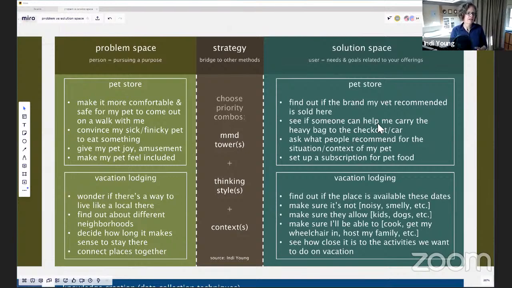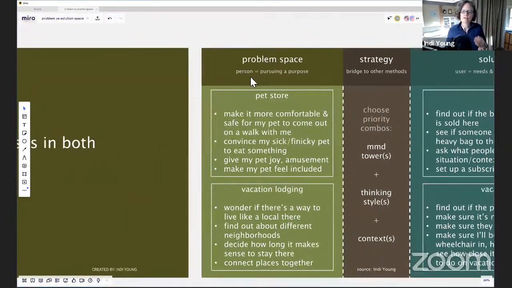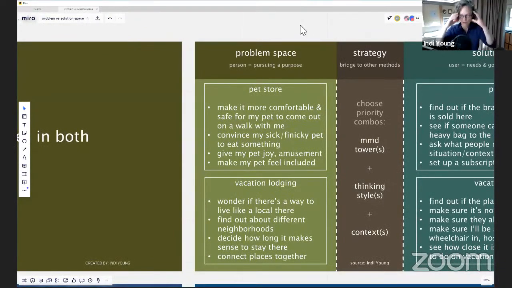Or the second bullet there is convince my sick or finicky pet to eat something. You've got to scroll over to the left just a little bit. And when you are facing a sick or a finicky pet, you will use your memory. Like, what did that pet like to eat before? Oh, I remember that they really liked salmon. So I'm going to go buy some salmon. I'm going to cook up salmon for myself, but also feed it to my cat. And that doesn't have to do with a pet store. Or you might remember that they liked condensed milk. You might run into your basement and see if you've got any condensed milk stored away there and pour them some condensed milk.